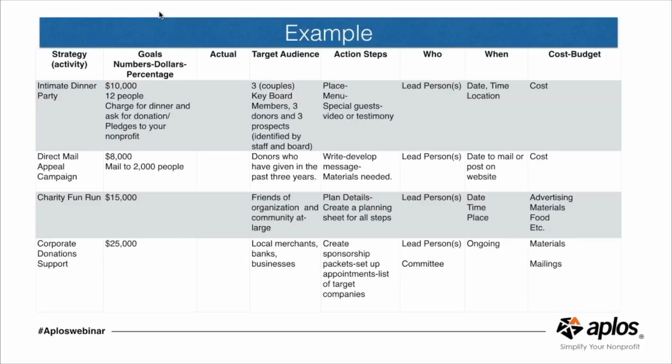So you see here, direct mail campaign. Our goal is $8,000. We're going to mail to 2,000 people, donors who have given in the past 3 years. Okay, so great. We're going to develop the message, materials needed, who's going to do it, date to mail, and post on the website if you're doing it online, and the cost. I find that when you work backwards on events, it's really helpful on your timeline.